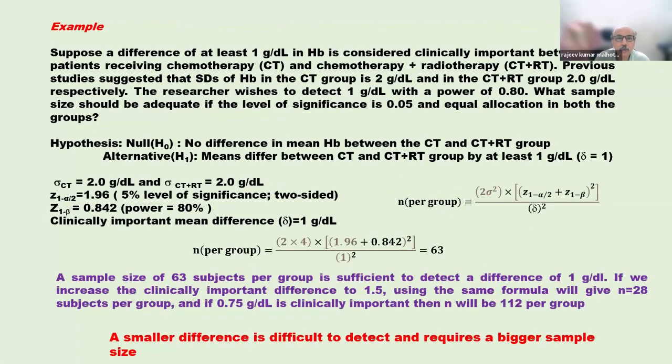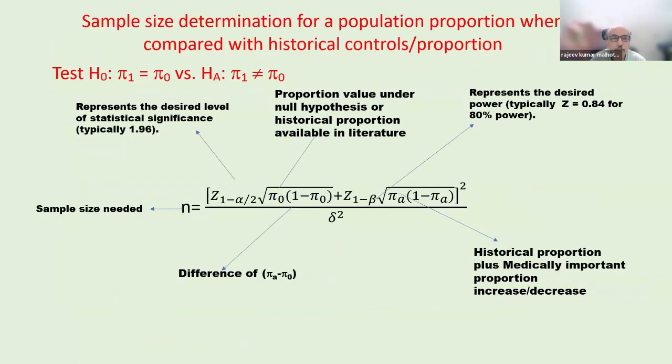Now we come to the sample size determination for the population proportion when compared to the historical control. So this is the formula for calculating the population proportion against the historical control. Our null hypothesis is that my proportion is equal to this hypothetical control population, and the alternative hypothesis is not equal.